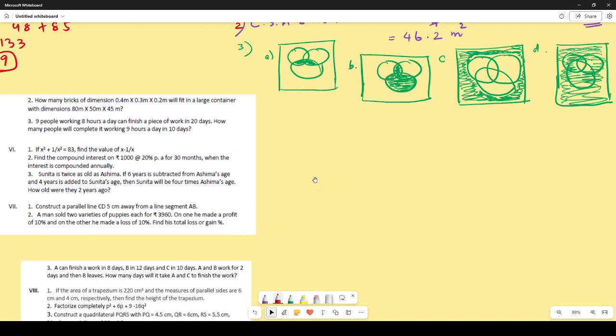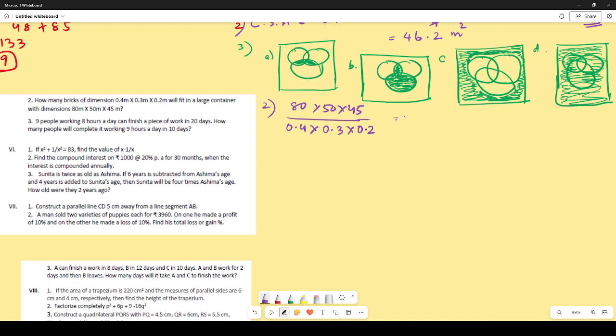How many bricks? Very strangely, many of you got this wrong as well, because you were not paying attention to what the question is actually asking for. How many bricks of this dimension will fit in a large container with these dimensions? The container dimensions are 80 into 50 into 45, and the brick dimensions are 0.4 into 0.3 into 0.2.